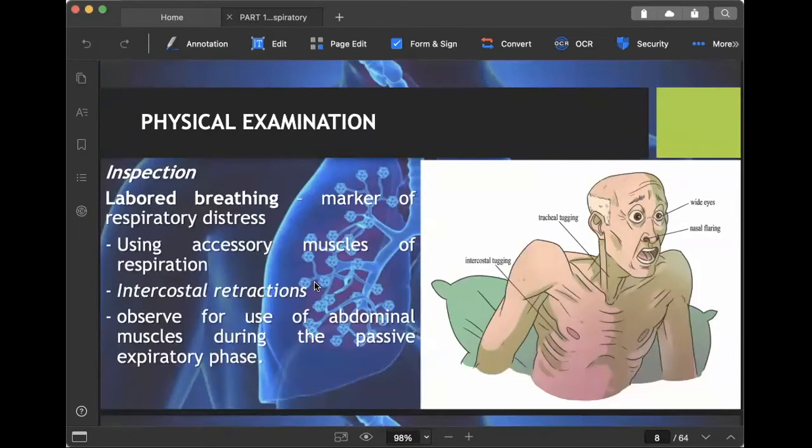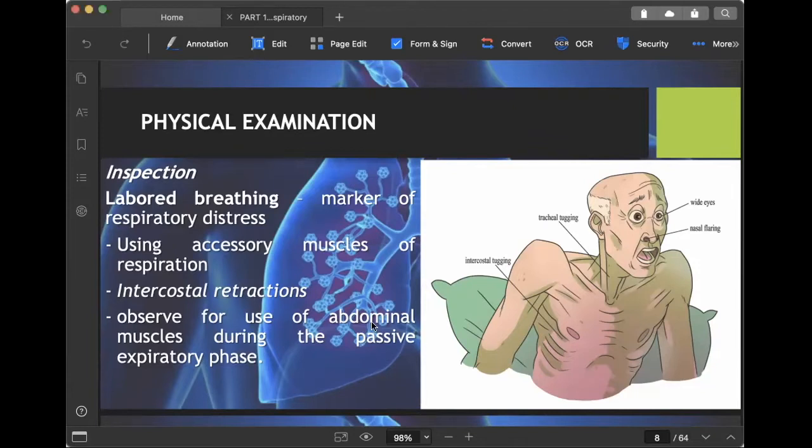So we have labored breathing. This is a marker of respiratory distress, using the accessory muscles for respiration. The accessory muscles of respiration are the scalene and sternocleidomastoid muscles, which we utilize in order to breathe properly. You also have intercostal retraction. This is the sucking in of the muscles and skin between the ribs during inspiration. Okay.